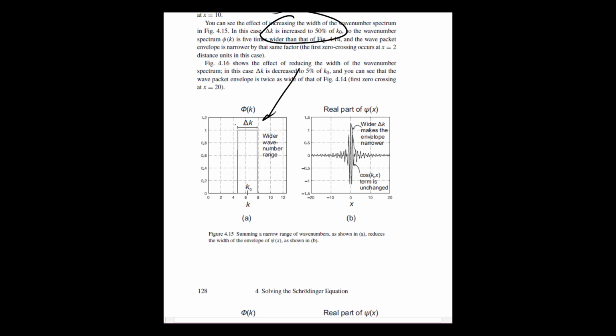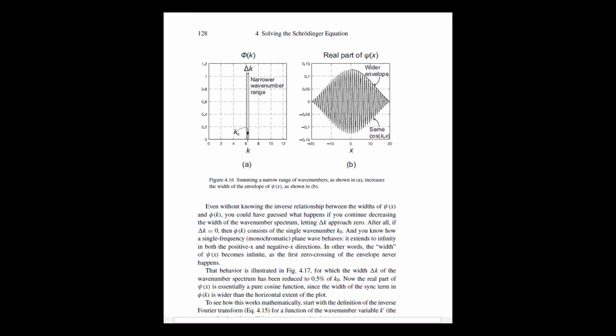Now we've got a wider range of wave numbers, still with a uniform amplitude of 1. Look at what's happened to our psi of x. Psi of x is much narrower than it was when we had a smaller range of k0. And if we want to make this narrower still, we've got to make this wider still, as you'll see in a minute. But first, let's go the other way. Let's take an even narrower range, delta k, of non-zero wave numbers. We're still keeping k0 the same.